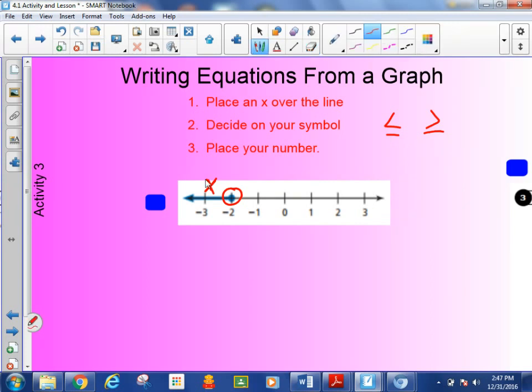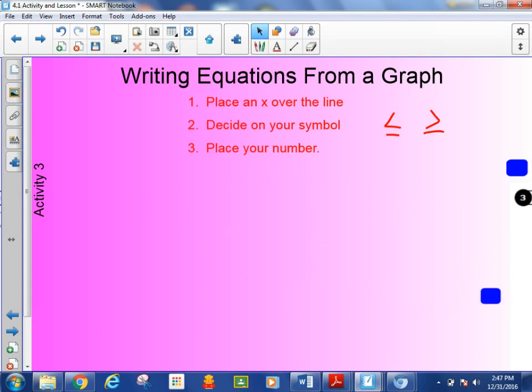And then we're going to also place our numbers. So we've got our variable I chose to use was X, and it is the smaller number. So I'm going to use my symbol that looks like that, and it was a filled in circle. And then the number that it was marked on was -2. So there is my inequality equation for that graphed line. Okay, let's go ahead and try another one. And these ones just take practice. They take practice to get used to.